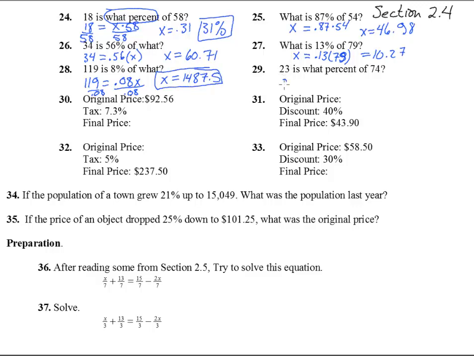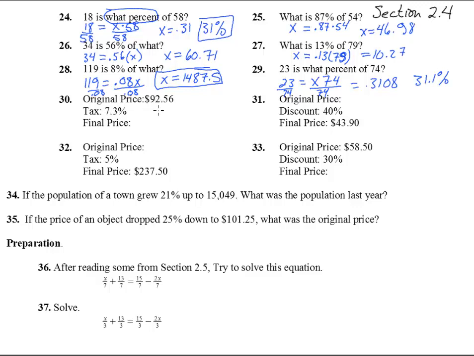Next one, number 29. 23 is what percent of 74? I love it when we put them in the math equations, you can tell exactly what to do. You divide by 74, divide by 74, and we get 23 divided by 74, which is 0.3108. Move it 2 decimals, 31.1%. There we go.